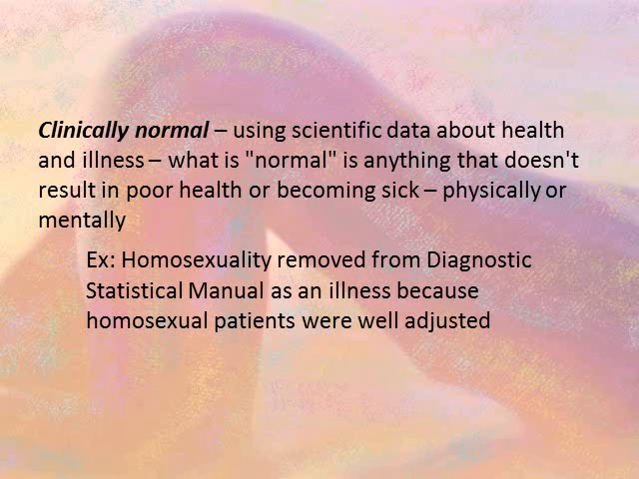This is using scientific data from research about health and illness. Anything is considered normal if it doesn't cause poor health or result in somebody becoming either mentally or physically ill. And so it is clinically normal, basically, if there are no harmful effects to the individual or to other individuals. A good example of this is homosexuality, which was removed from the Diagnostic and Statistical Manual as an illness in 1973, I believe, because homosexual patients were actually well-adjusted. The issue that many were having was more about how society was treating them, how family members were treating them, and any of those harmful side effects were actually coming from external factors, not because of the fact that they were homosexual.